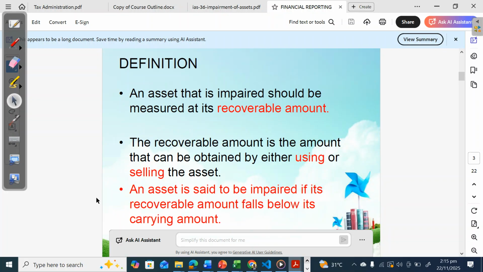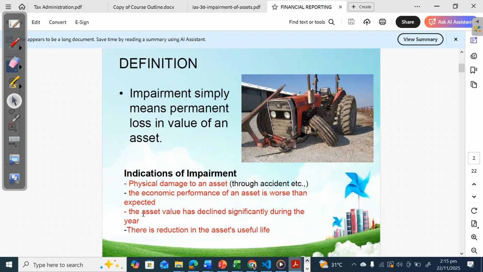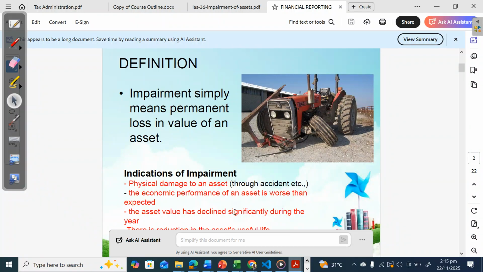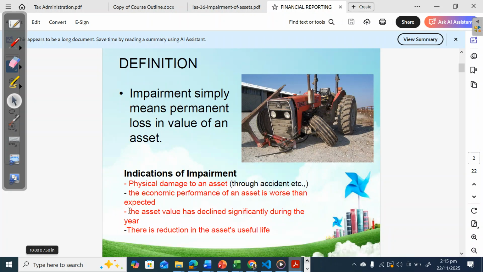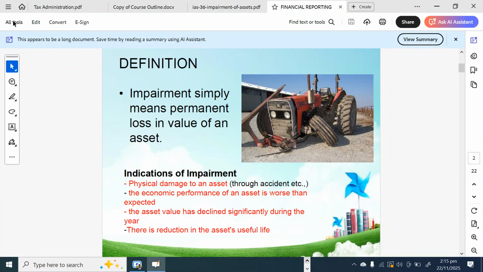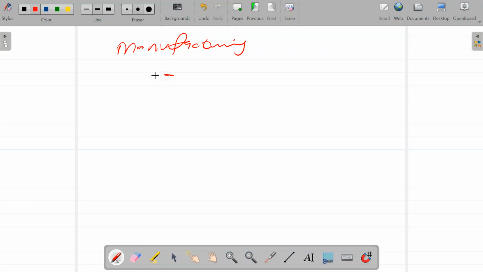Okay. Number three. The asset value has declined significantly during the year. Okay, so significant decline in the value of an asset. If the asset value has reduced dramatically on the market, we can say the asset is impaired.